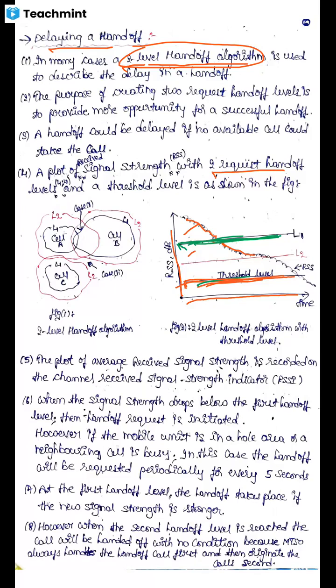If the cell site is in a weak signal spot, or the neighboring cells are busy, then after periodically requesting handoff every 5 seconds, if there exists a channel or a new cell, then the handoff takes place, and the new signal strength becomes stronger. So handoff will be established here.